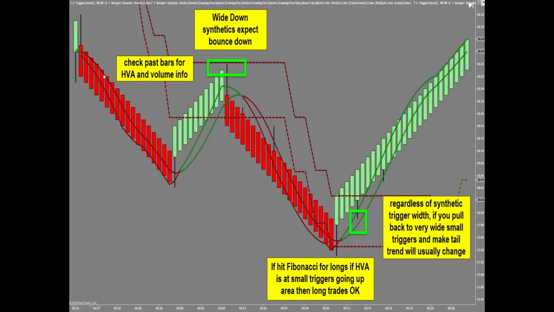Same thing here. Remember we talked about checking for past breakout areas. So if we were breaking Fibonacci support and pulling back to synthetic triggers that are wide to the downside and a past high volume area, we've got a really good trigger line look for a short trade.